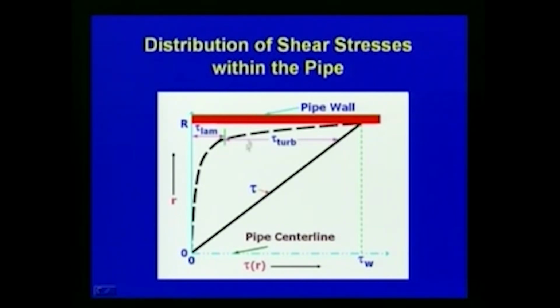But if you split into the laminar and turbulent conditions, then we can see that the shear stress variation for laminar conditions will be like this, and for turbulent conditions the shear stress variation will be like this. But generally, for pipe flow, the shear stress variation is considered like this. So, this shows the distribution of the shear stress within the pipe.